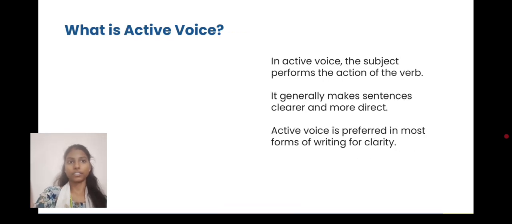What is active voice? In active voice, the subject performs the action of the verb. It generally makes sentences clearer and more direct. Active voice is preferred in most forms of writing for clarity.